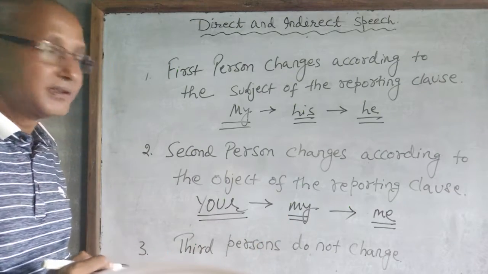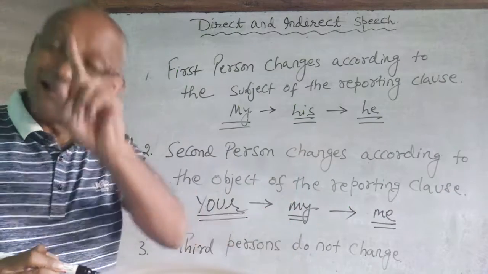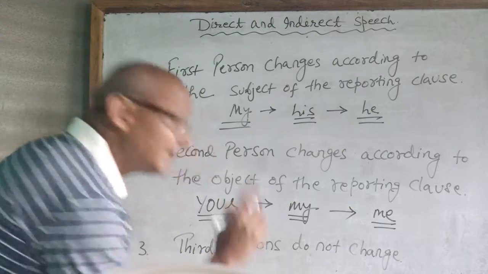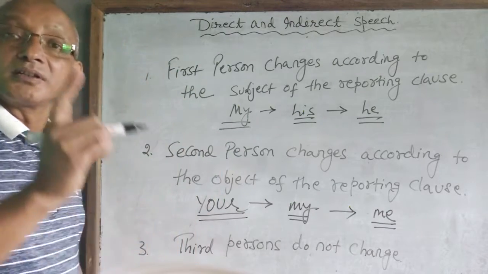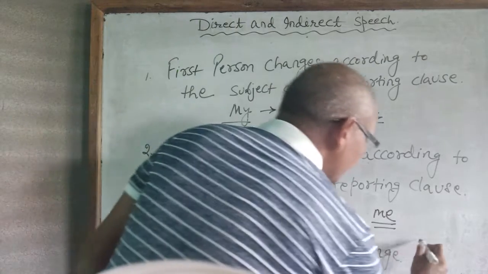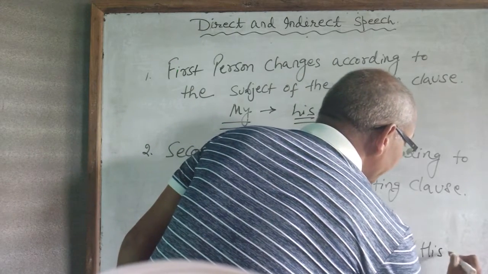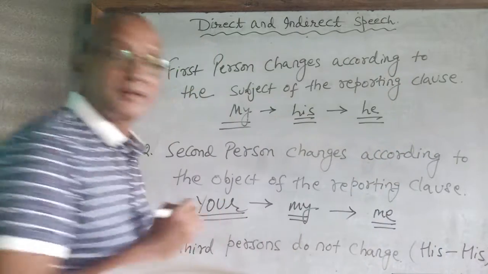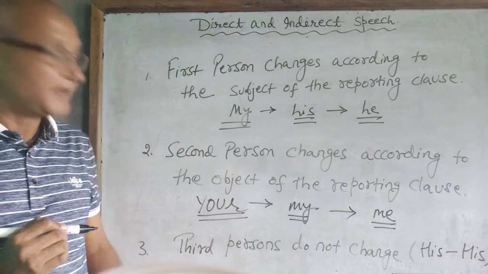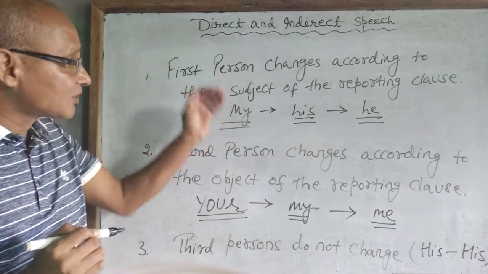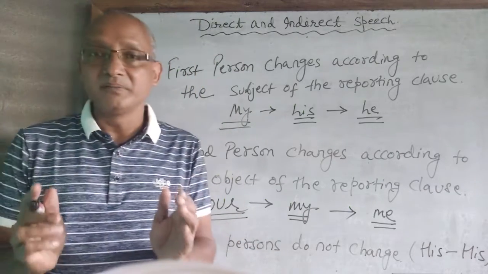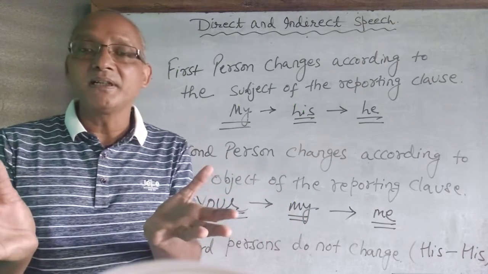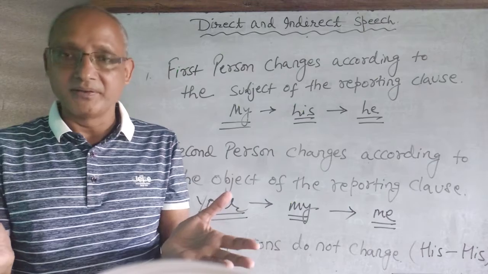And the final one, third person does not change. In the sentence we had his, in his office. So the third person does not change. So his remains his. These 3 things, if we can remember, fine. Then change in persons can easily be done and we will not get any confusions.